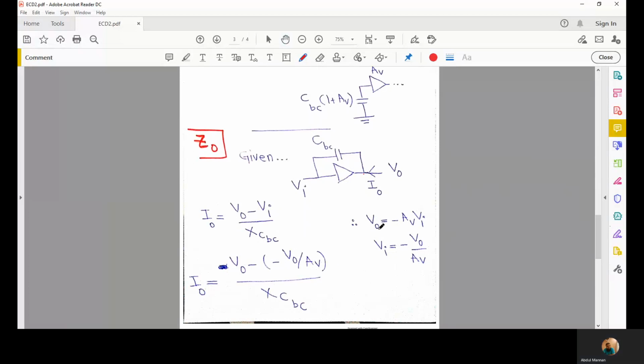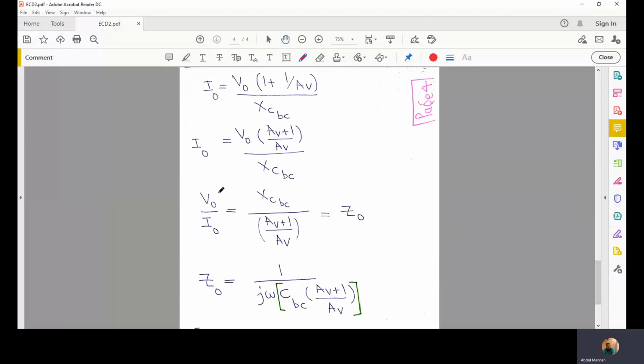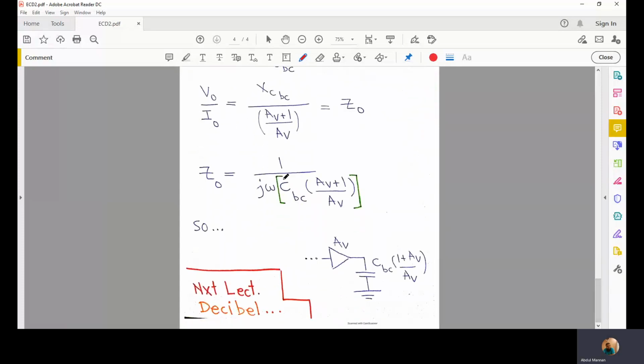Solving in the same way, V out is minus AV times VI, or we can write this in terms of V out: VI is minus V out over AV. Putting everything together and doing the same trick, dividing V out by I out, it comes out to be this much. And of course, V out over I out is Z out. So Z out can be written with XCBC replaced with 1 over j omega CBC. The capacitance that we are seeing at the output is CBC times this ratio, (AV plus 1) over AV.